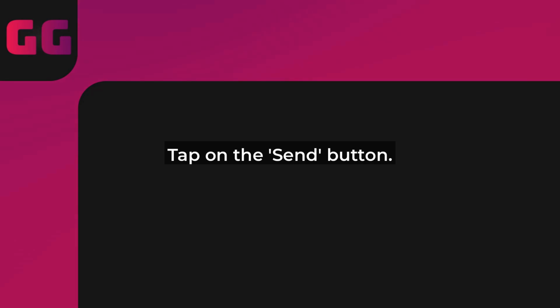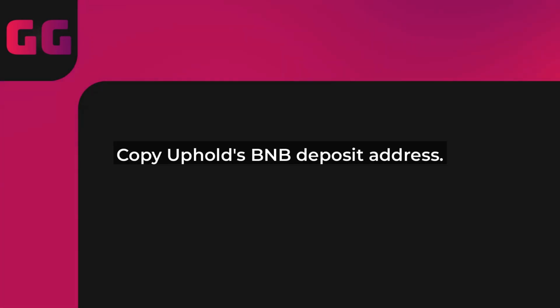Step 1. Open the Trust Wallet app and go to your wallet dashboard. Locate and select your BNB asset. It's usually under the Main Assets tab. Step 2. Once you're in the BNB wallet, tap on the Send or Withdraw button. This will open a screen where you can enter the recipient's details.